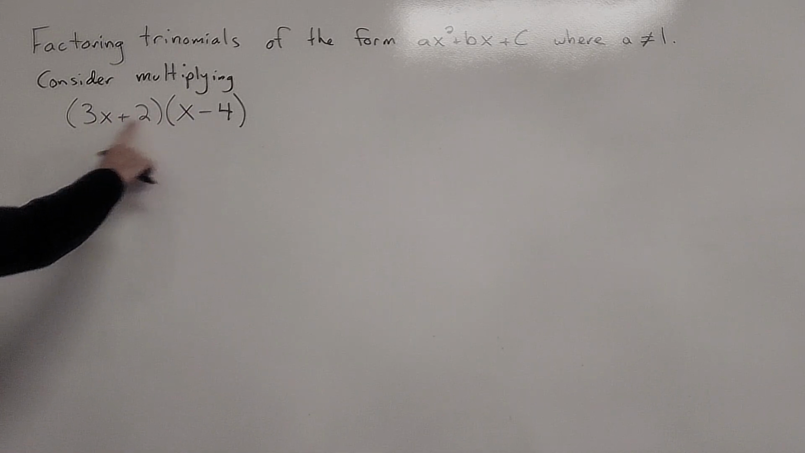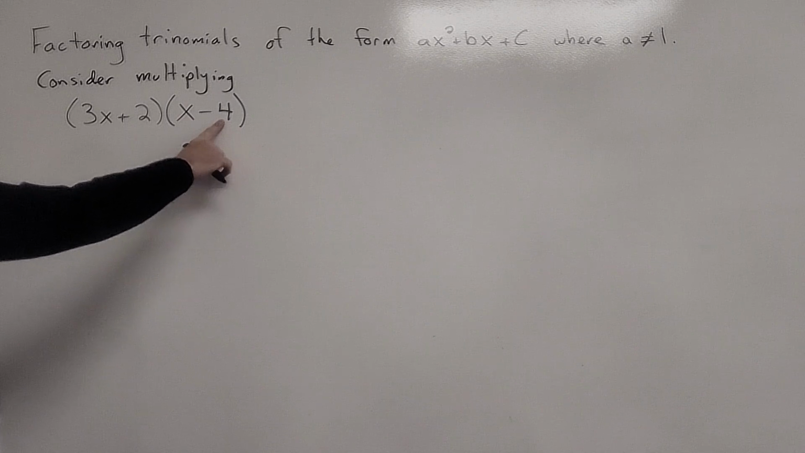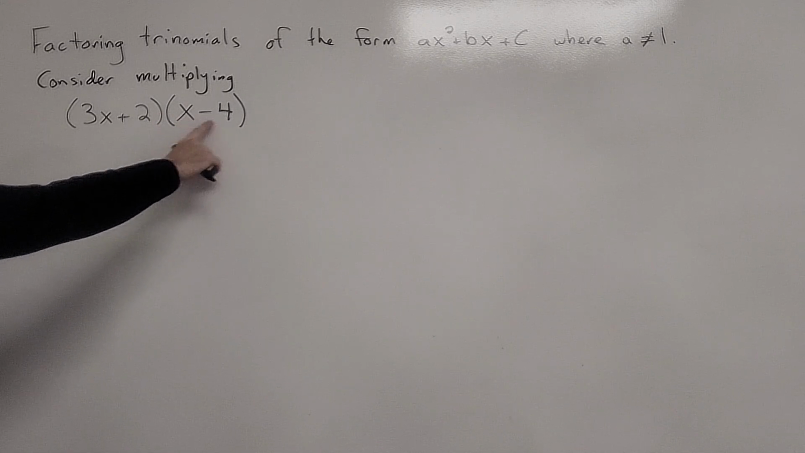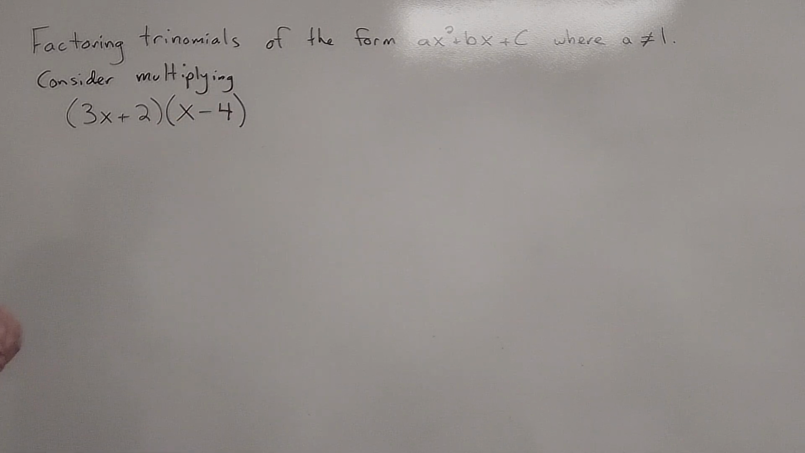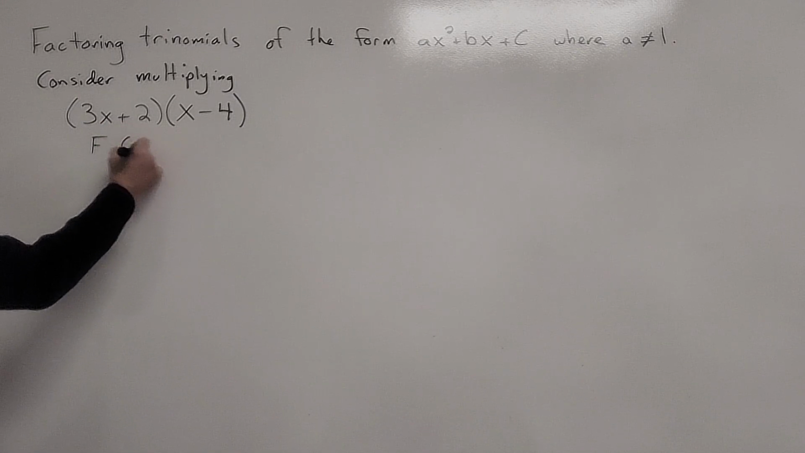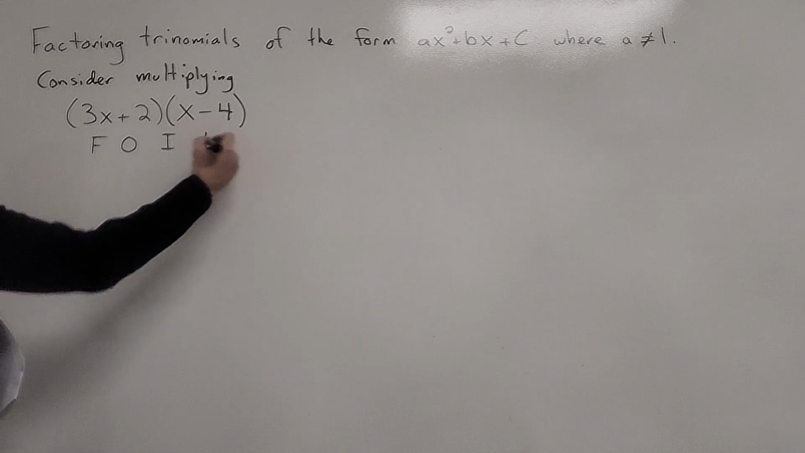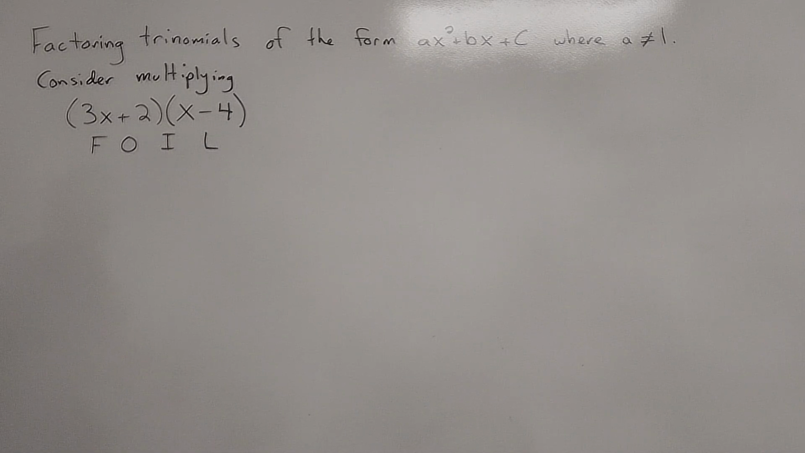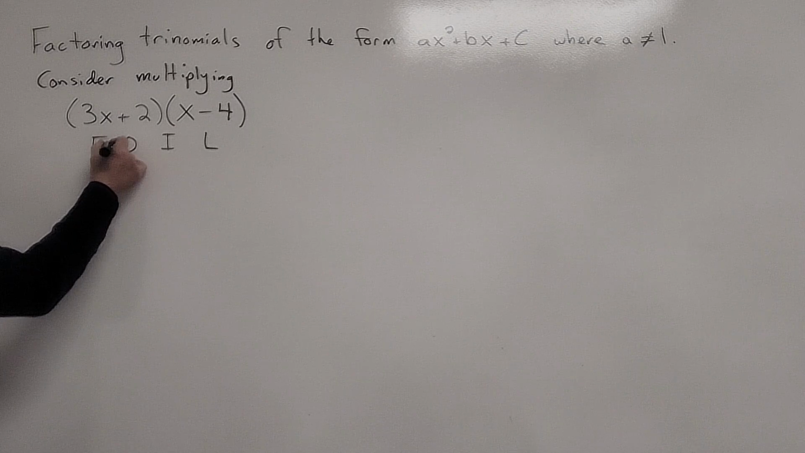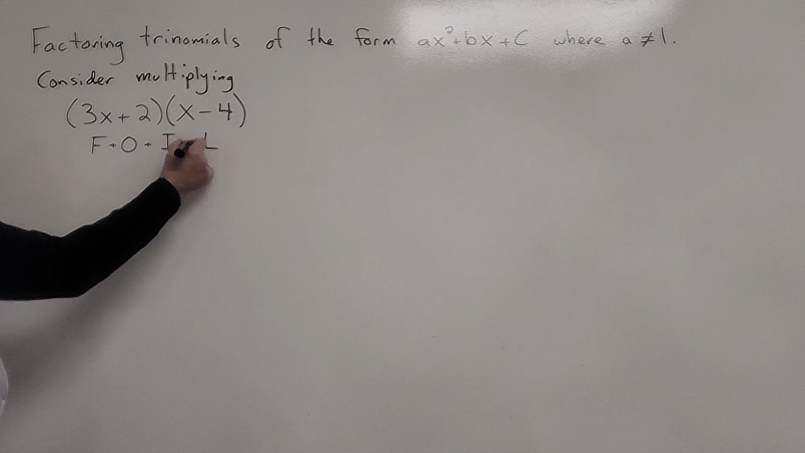So the 3x has to multiply by the x and the negative 4. And the 2 has to multiply by the x and the negative 4. And it's the sum of all those built terms. And you're used to seeing it as FOIL, the most common way of multiplying, where you're taking the first plus the outside plus the inside plus the last.